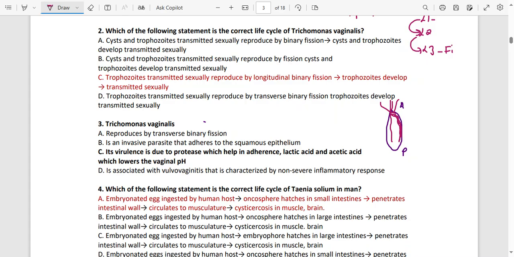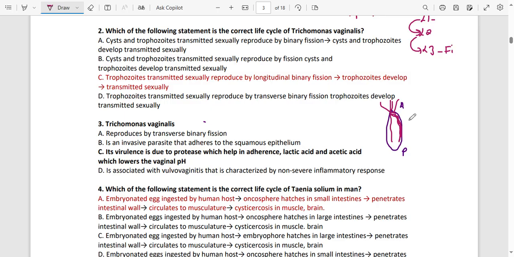And what else should we know about this guy? It has a trophozoite. I think that's the infective form, the trophozoite. About other forms, I don't know of any other form, but the trophozoite is also going to act as the infective form. Another important thing we need to know is that it is going to divide by longitudinal binary fission.